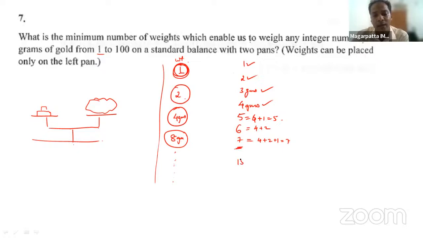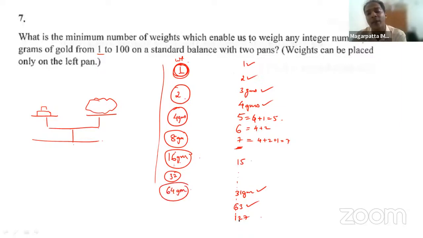For example, to weigh till 15, I need 8 grams. To weigh till 31, I'll need a weight of 16 grams. Okay. To weigh 32, I'll need a 32. So that will allow me to weigh till 63 grams also. And to weigh till the next power of 2, that is 128 minus 1, for 127, I'll need 64 grams. And with this, I'll be able to measure any weight till 127.